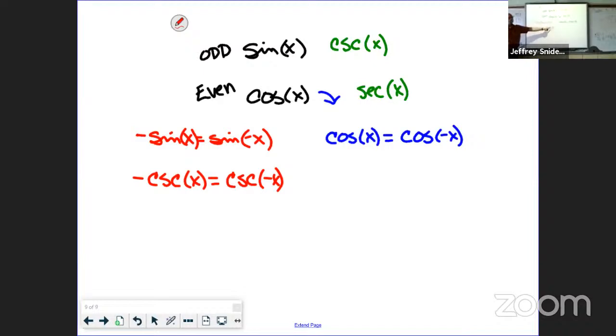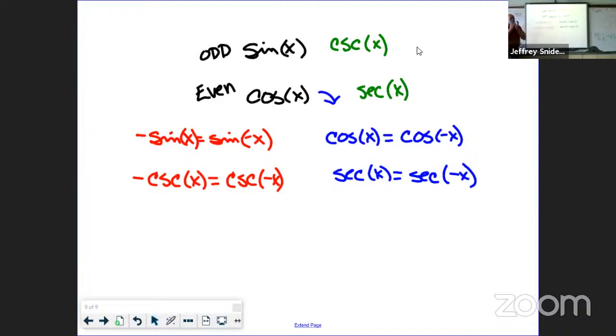Nobody likes working with negative angles. You'd much rather work with the positive angle. It's a lot easier in your head. This is beautiful to know. And then over here, what can we put? We can put that the secant of x is equal to the secant of negative x. And again, that's nice. If I see this, I would much rather think this. Again, I like dealing with positive angles if I can. These things are going to allow me to do that.